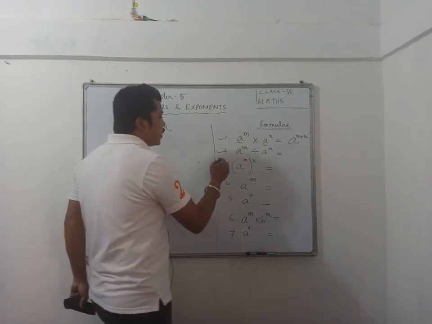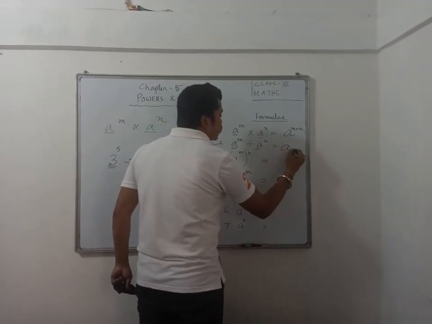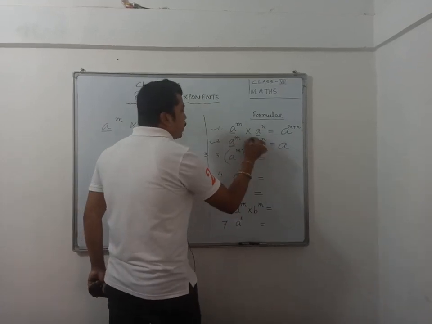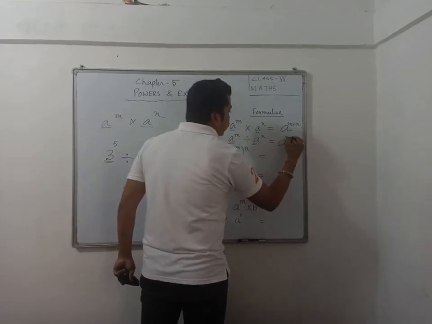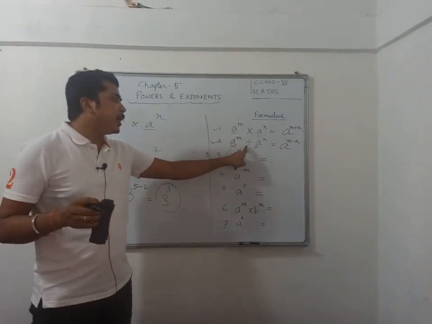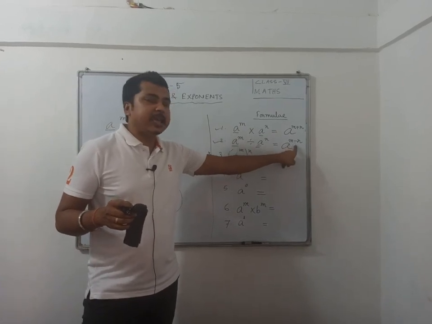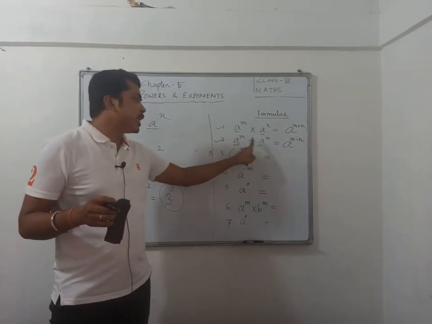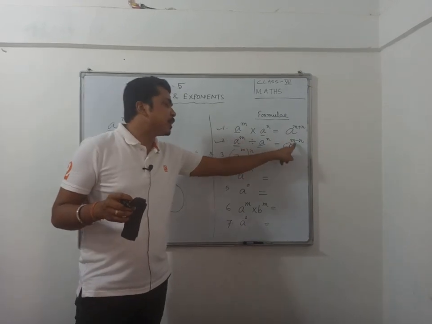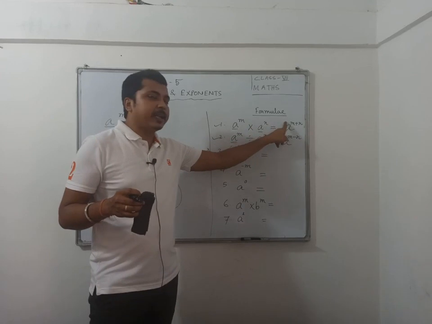So what can we learn? That in division, if the bases are same, we are going to write base only one time, and the powers we are going to subtract. So A to the power m divided by A to the power n, your answer will be A to the power m minus n. If bases are same, in case of division, powers are subtracted. If bases are same, in case of multiplication, powers are added.